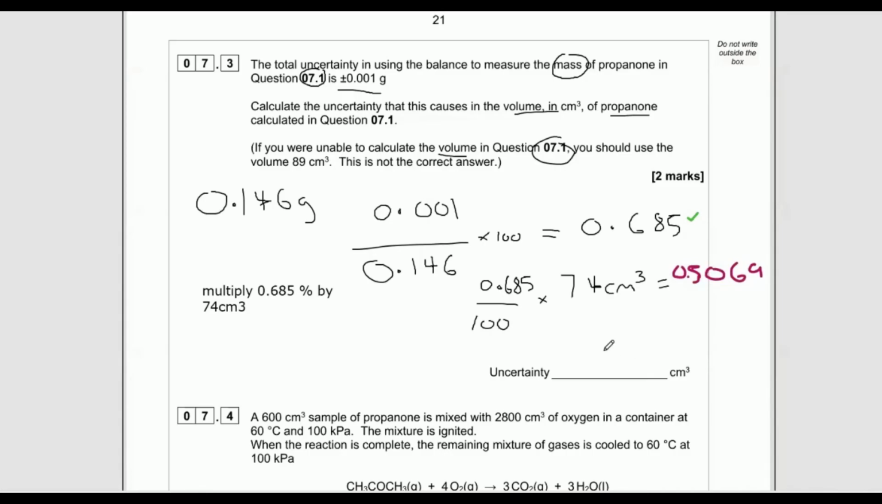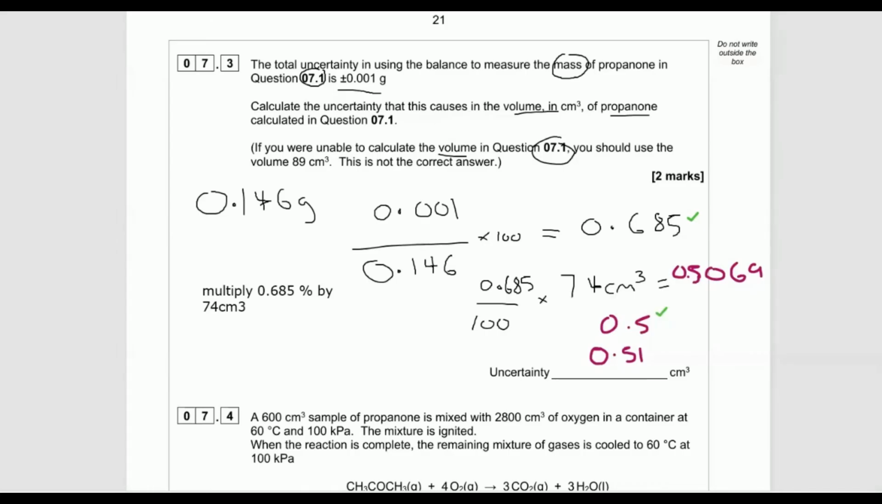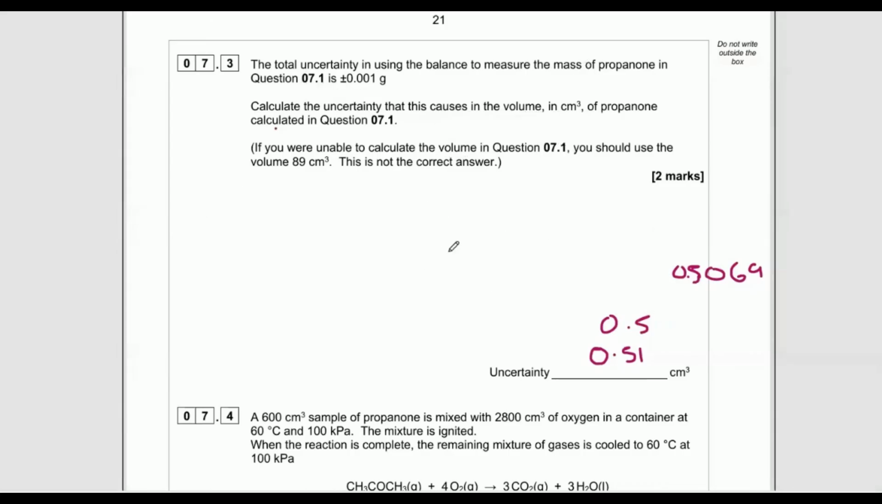Remember, when you times by a percentage, you need to turn it into a decimal of that percentage. So you've got to divide by 100. So you just got to remember to divide the 0.685 by 100. Otherwise, you're doing 68.5% times the volume. And so it's like 0.51, but I'd probably call it 0.5 is a better answer to put down for the centimeter cubed uncertainty.